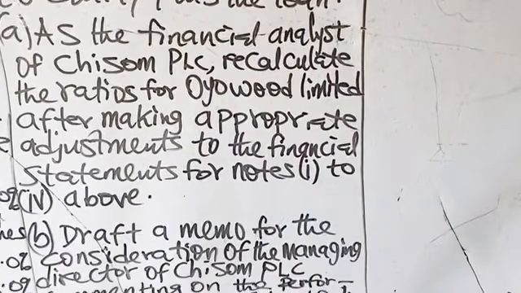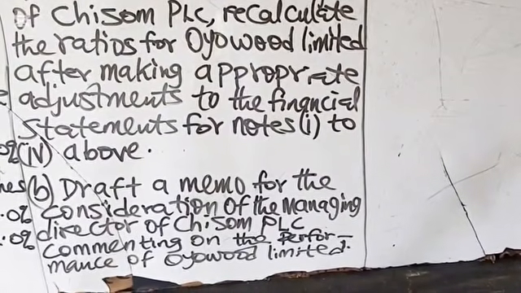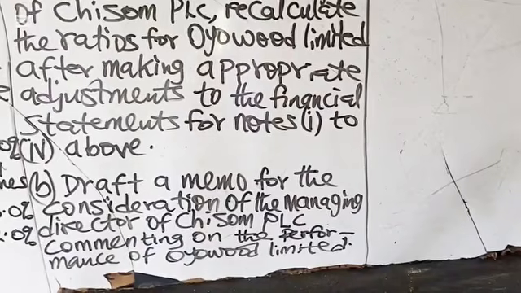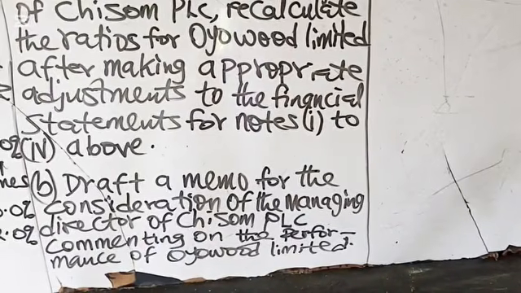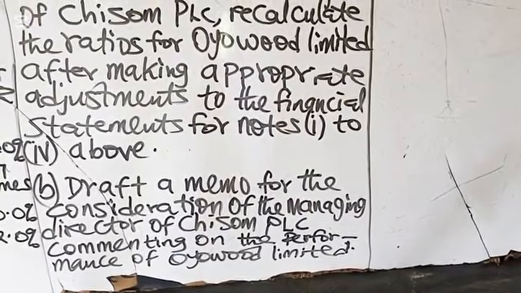Then we have B. Draft a memo for the consideration of the managing director of Shison PLC, commenting on the performance of Oyowood Limited.